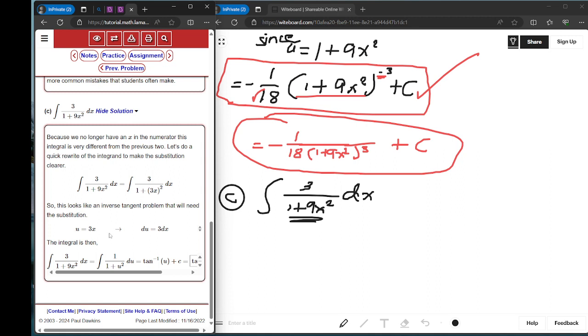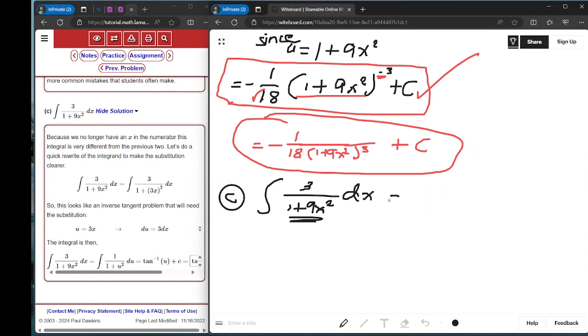Yeah, what? Where is 3x here? We don't have 3x. Okay, it's quite tricky. So what he did is that this 9 is 3 squared. You have 1 plus 3x squared. All right, that's quite tricky.